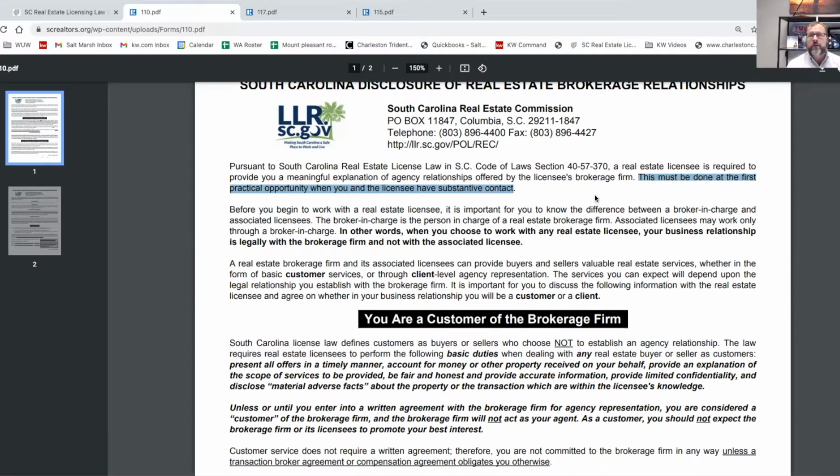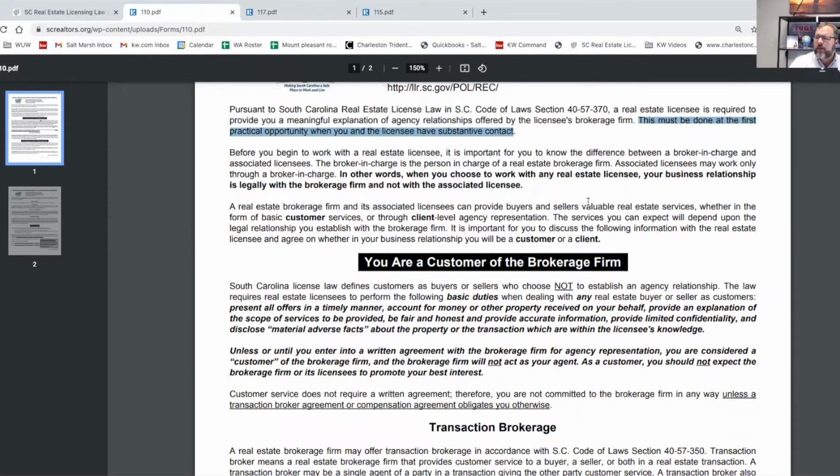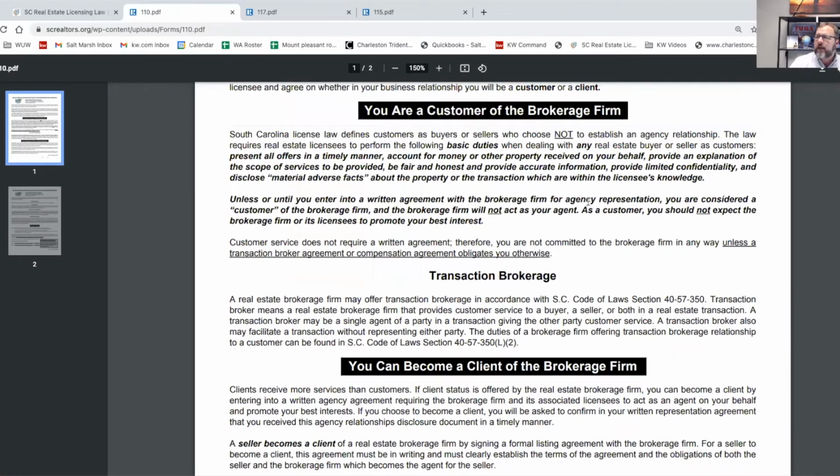This form obviously being addressed to the consumer. So you will present this at the first practical opportunity to talk about that, and then you will provide them with the options they have. They can be a client or a customer of the firm. A lot of people, first question that comes to me when they talk about whether or not they should go to dual and designated is, what should I choose? And the answer is, it is not what you choose, it is what the consumer chooses.